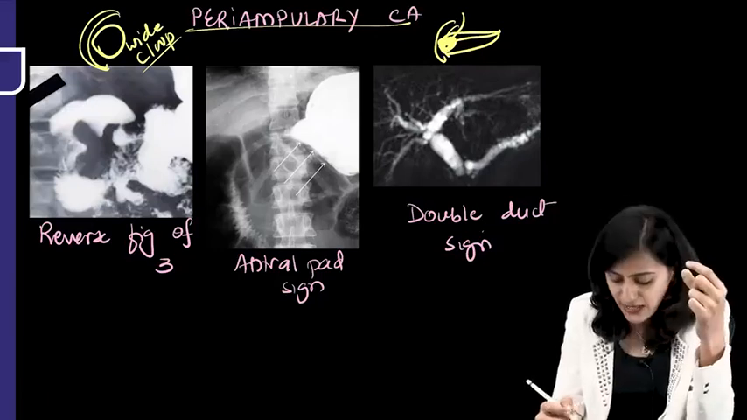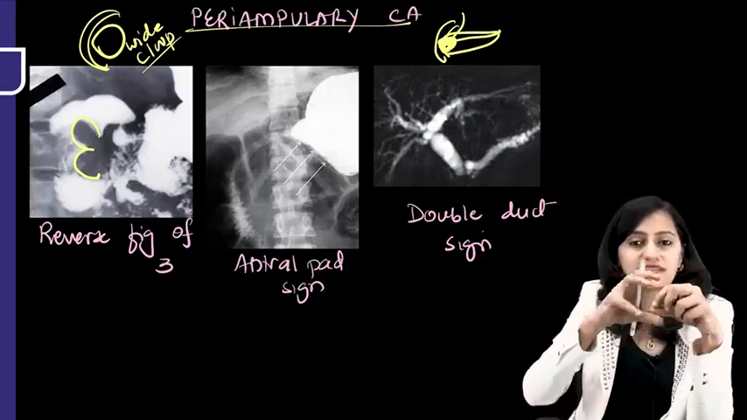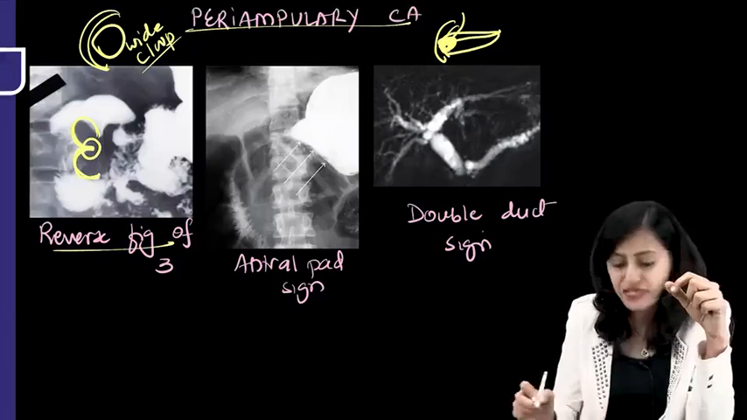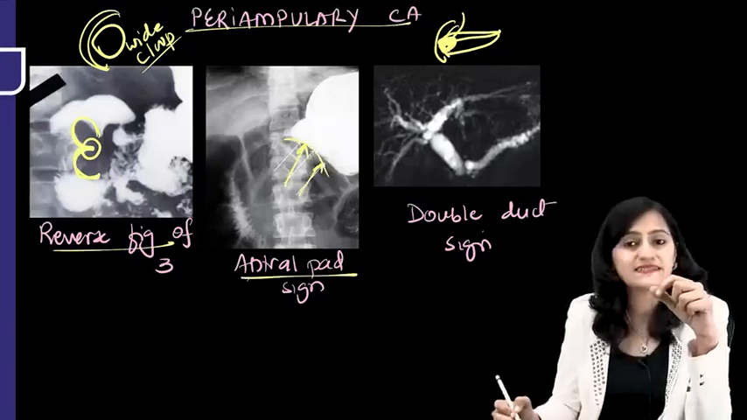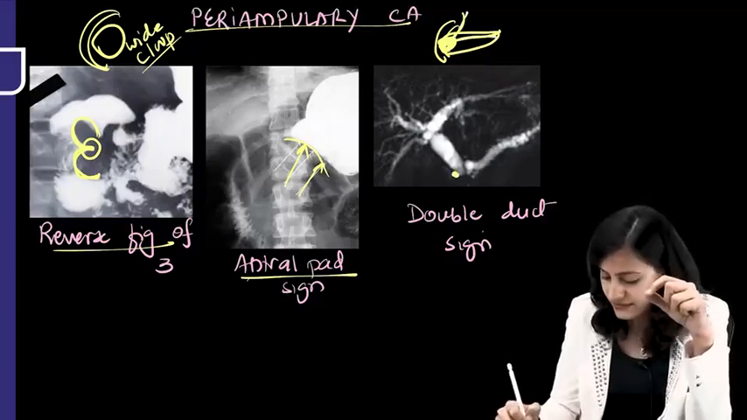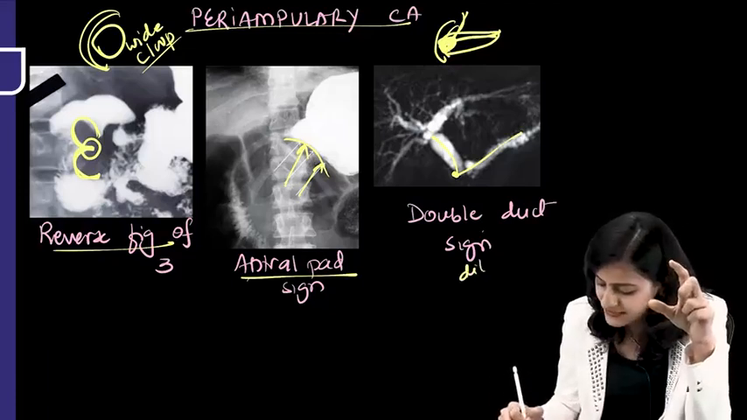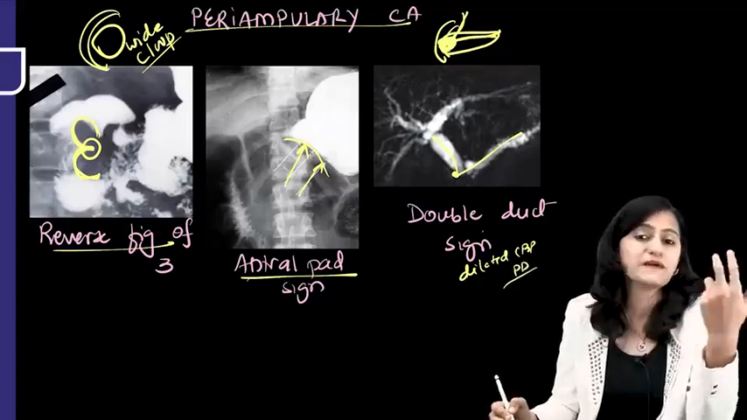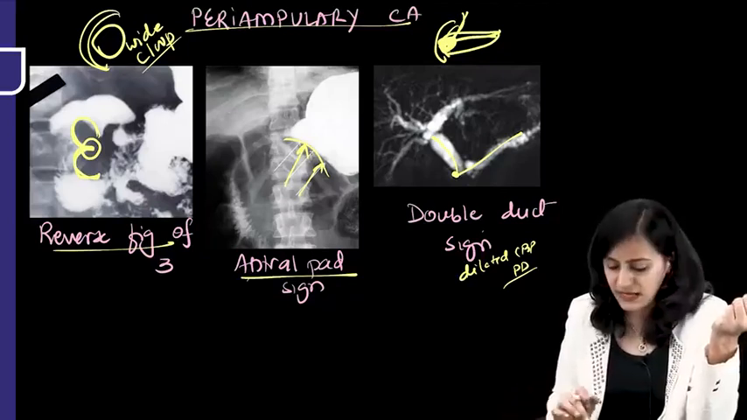And what we have is the reverse figure of 3 sign. The periampullary carcinoma causes the pulling of the duodenal wall that gives the reverse figure of 3 sign. It compresses on the stomach that gives the antral pad sign. It dilates, obstructs both the CBD and the pancreatic duct. So, it gives the double duct sign. Double duct sign is the dilated CBD and the pancreatic duct also in the periampullary carcinoma. So, these are the various signs in periampullary carcinoma.